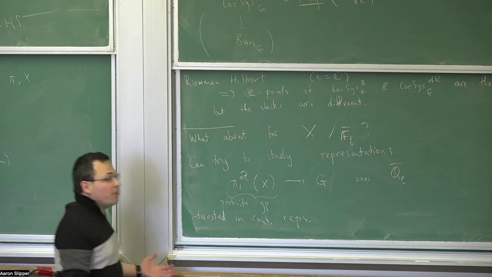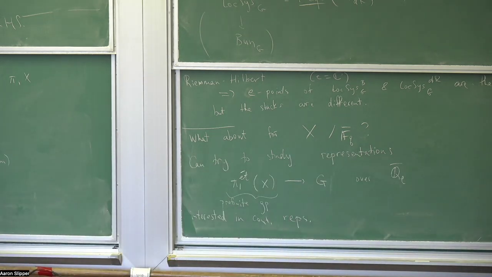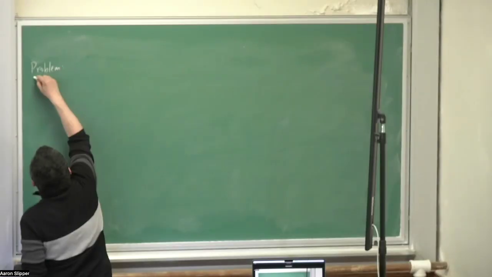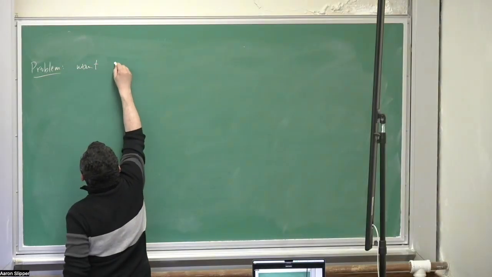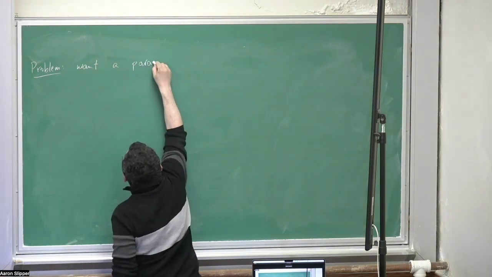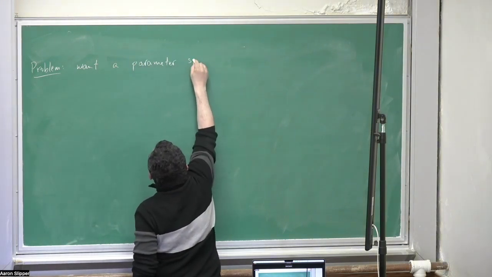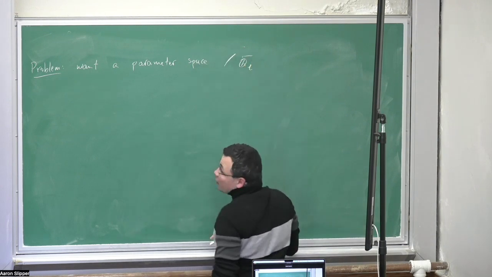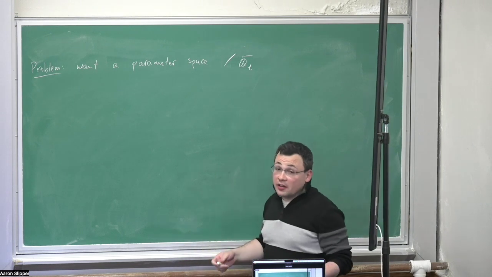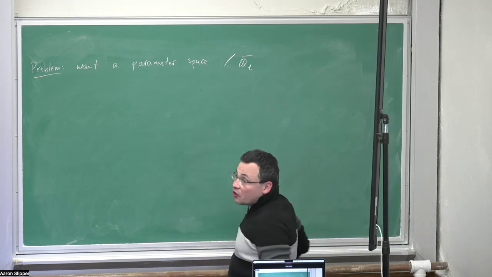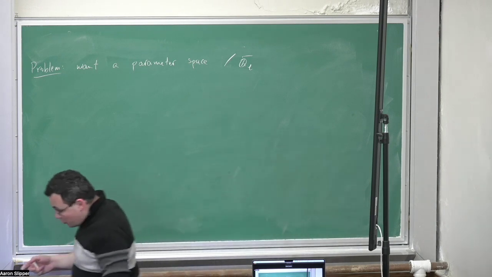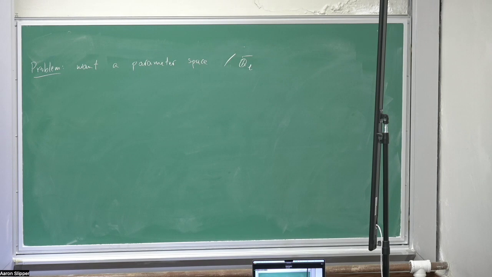Now we have a problem. So let me illustrate the problem. We want some parameter space, and it's supposed to be some kind of a stack, or have some kind of algebraic structure over our field, which is Q bar. But the point is, the continuous representations don't seem to fit in this framework.